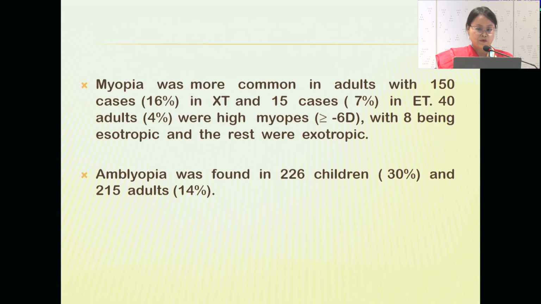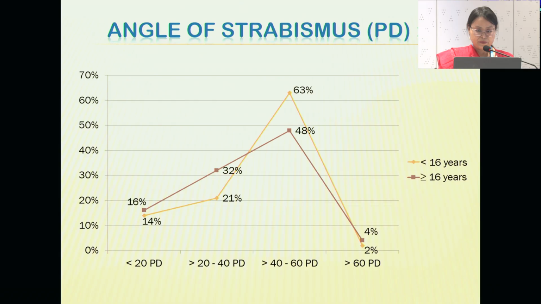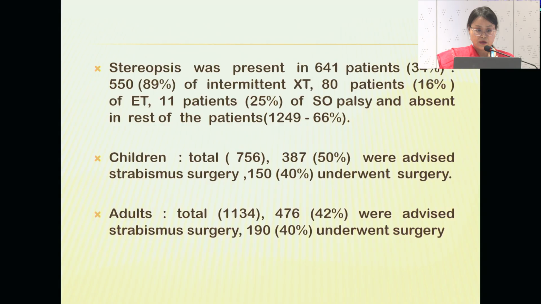In adults, myopia was found to be associated in 60% of the cases with XT, and 7% of the cases with ET. Amblyopia was found to be associated in 30% of the children and 14% of the adults. The angle of strabismus: it was found that the maximum number of presentations in both age groups were those of 40 to 60 PD of deviation, that is moderate to large angle of deviation.